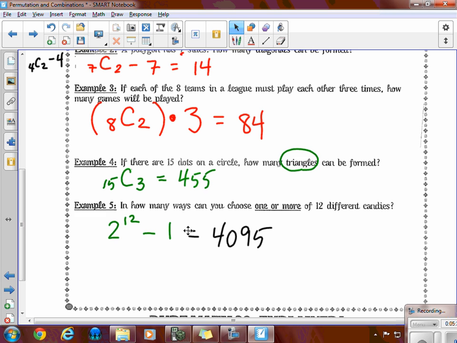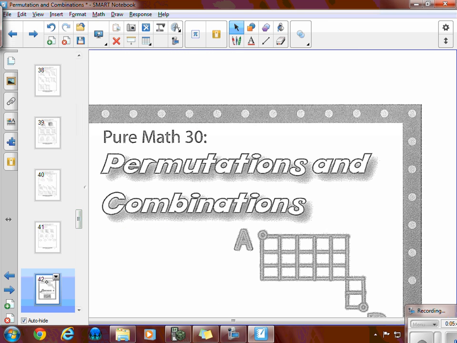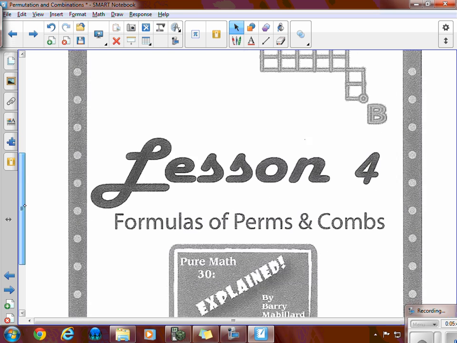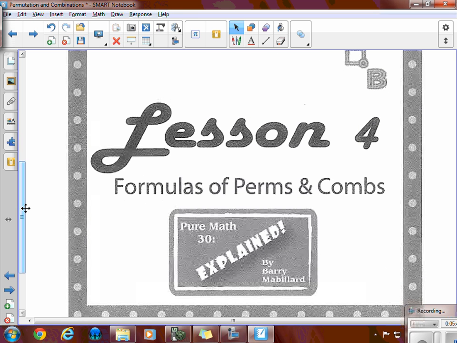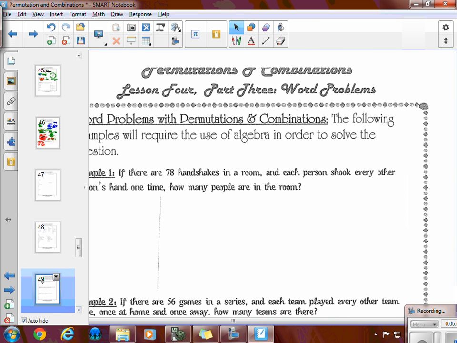So we're going to take this information now and we're going to jump into lesson 4. And lesson 4 looks like this. It can be downloaded. It can also be downloaded at puremath30.com, and you could be looking at that. And we're going to be getting into the last little section on here, which should look like this.